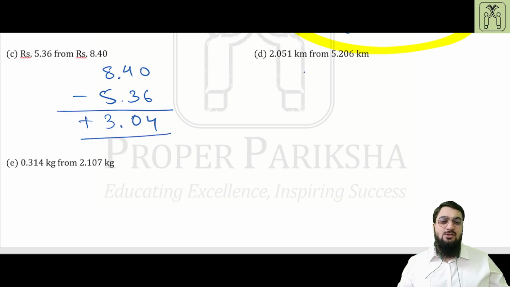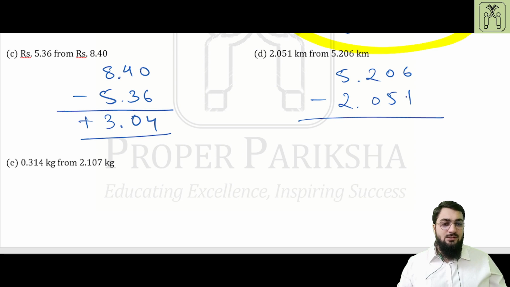So 2.051 from 5.206. So 5.206 and minus of 2.051, and we will just subtract it. 6 minus 1 will give 5, 10 minus 5 will become 5, then 1 minus 0 will become 1, decimal point, and 5 minus 2 will become 3. So this will be the answer, 3.155 with a plus sign.